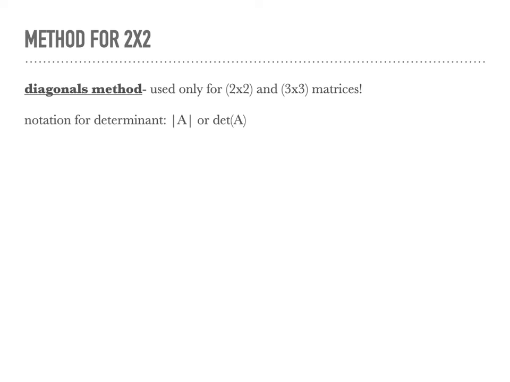First, we're going to be looking at the diagonals method, which is used only for 2x2 and 3x3 matrices. These are the following notations for determinants. The determinant of matrix A, which is a 2x2 matrix, is given by the determinant of A is equivalent to AD minus BC, which is kind of cool if you think about it because you're multiplying by the diagonals and then finding the difference of it.